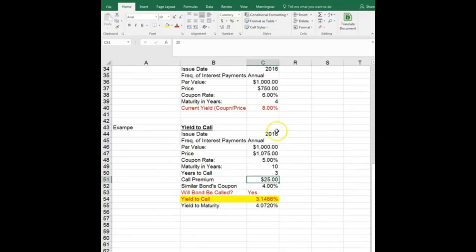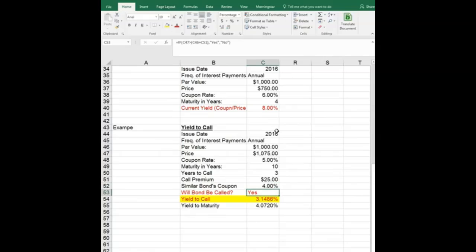So at maturity, this bond would pay $1,000 in 10 years. But if the bond's called, the bond will pay the par value of $1,000 plus the call premium of $25 or $1,025. And similar bonds have a coupon rate of 4%. So the first thing we have to ask, what's more likely? Are we going to get yield to maturity or yield to call? Well, that depends on whether the bond will be called. And the bond will be called if it makes sense for the company to do that.